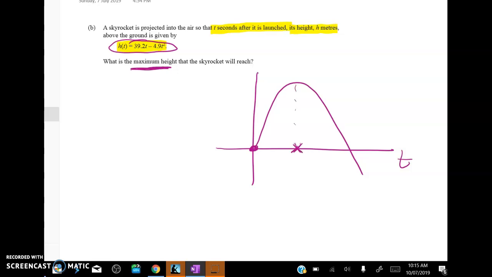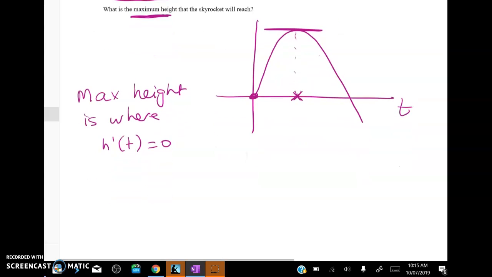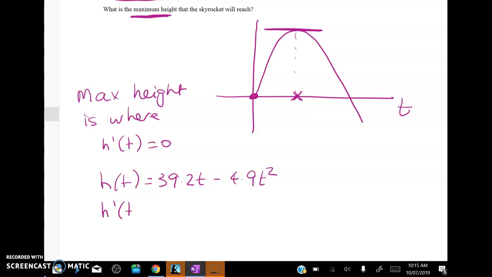We want to do that by saying, well, we understand that the gradient at the maximum is equal to 0, so where will that be the case? So we're going to start by writing that down. So max height is where h dash of t is equal to 0. So let's differentiate. We've got h of t is 39.2t minus 4.9 t squared, and h dash of t, the gradient function, is 39.2 take away 9.8 t.